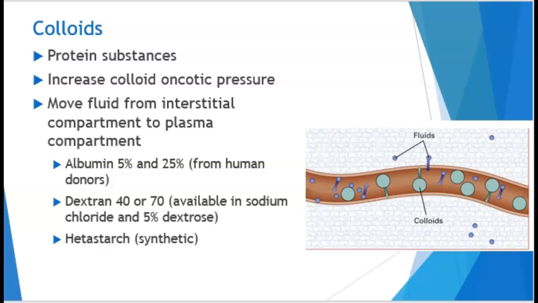So colloids are protein substances that increase the colloid oncotic pressure and move fluid from the interstitial compartment into the plasma compartment by pulling fluids into the blood vessels. So here's a picture of your blood vessel, and you can see your proteins are these large particles, and they help keep fluid in that vascular space. So that is what your oncotic pressure is, keeping that fluid up. If your protein goes down, then the fluid leaves your vascular space and ends up in your interstitial space.